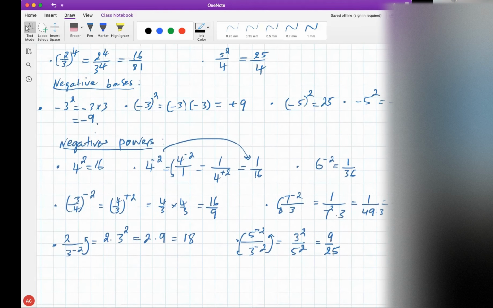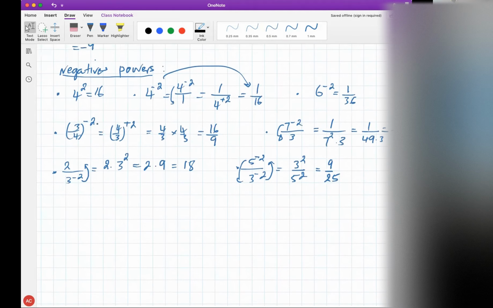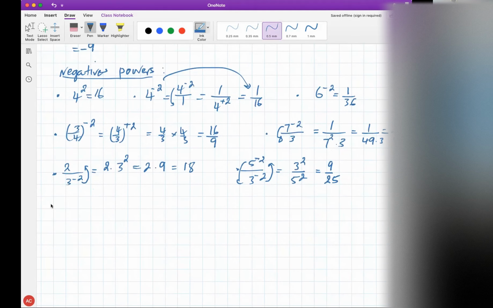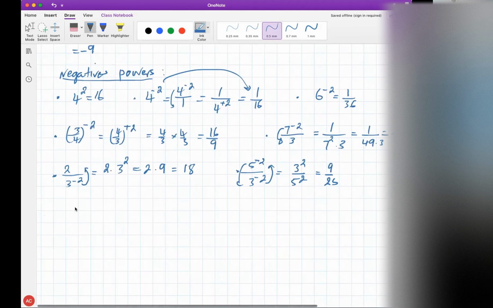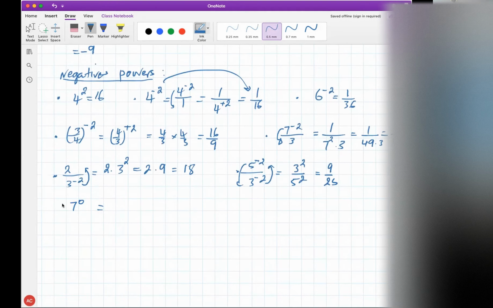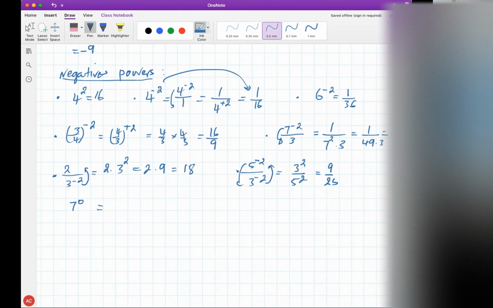Okay, so that's basically a little introduction here to powers. And one more thing. When you have any number to the power 0, for example, 7 to the power 0, what is that equal to? Not 0, not 7, 1. That's right. Any number to the power 0 is 1. Any real number x to the power 0 is always 1. So remember that.